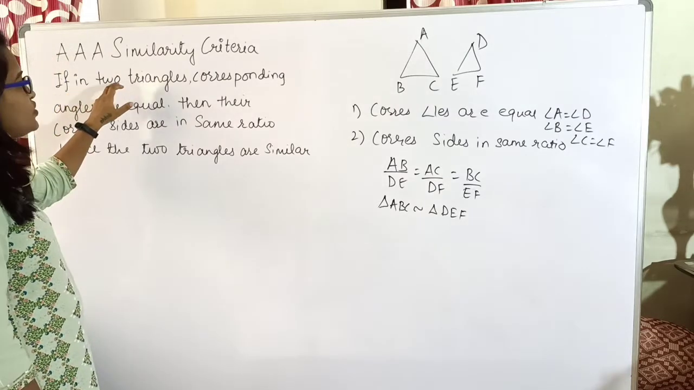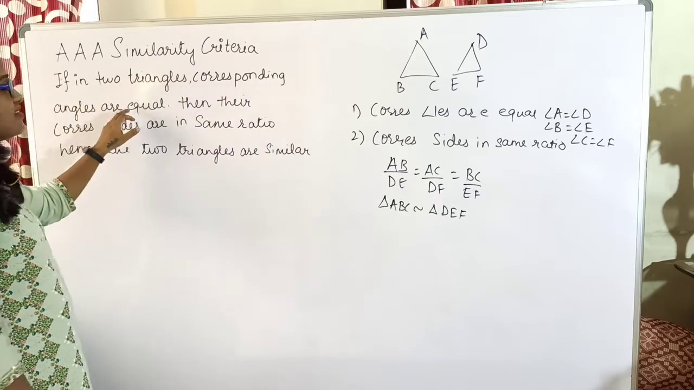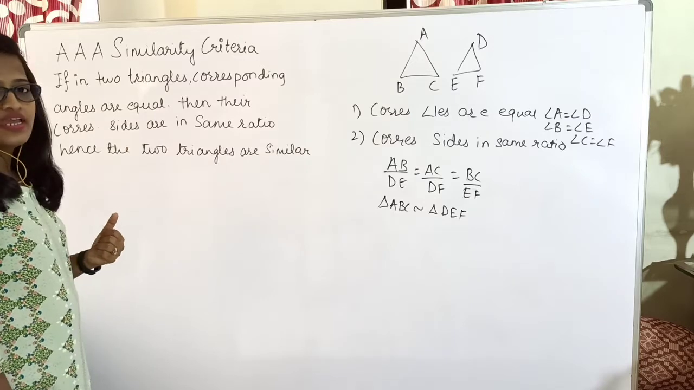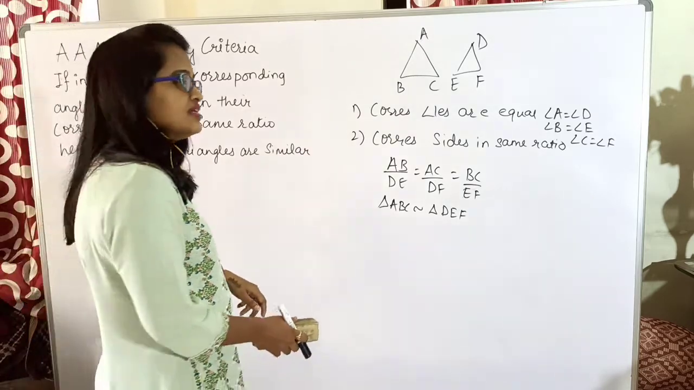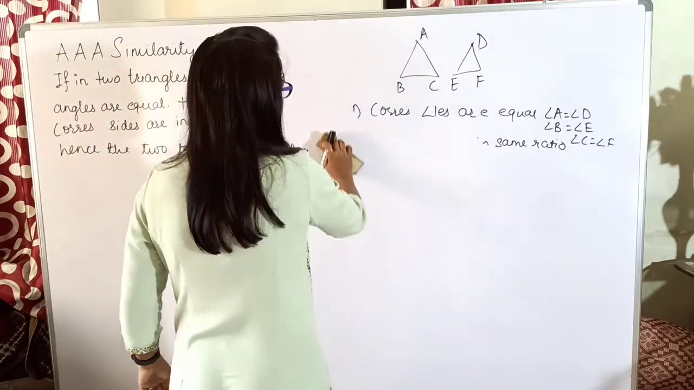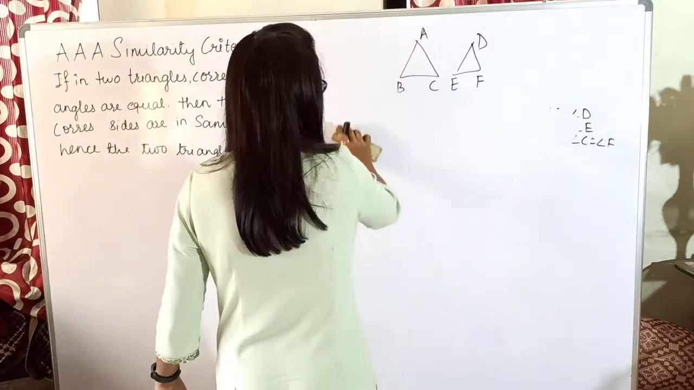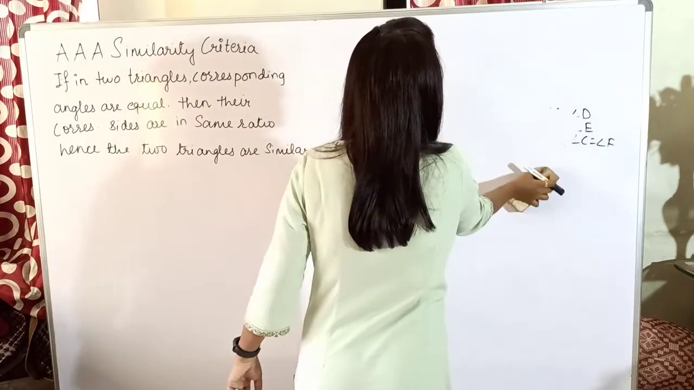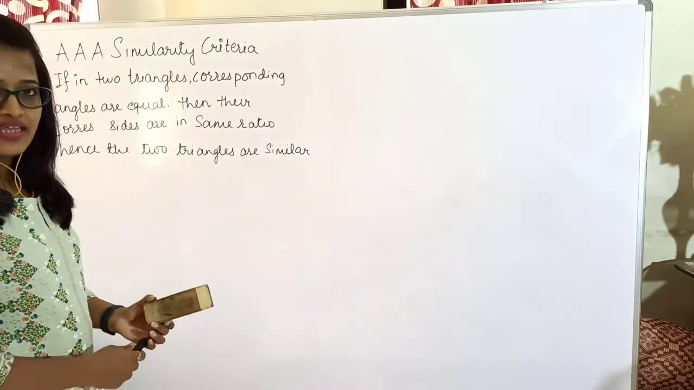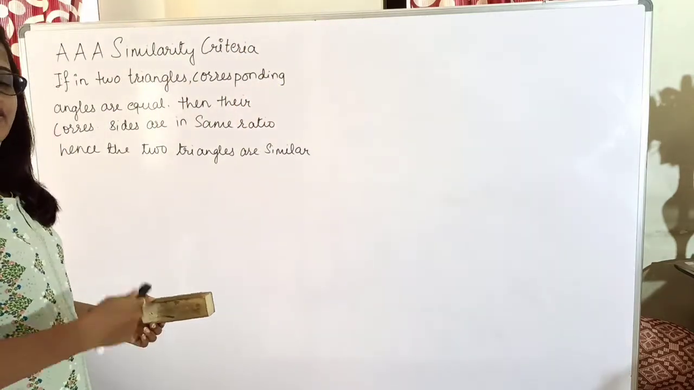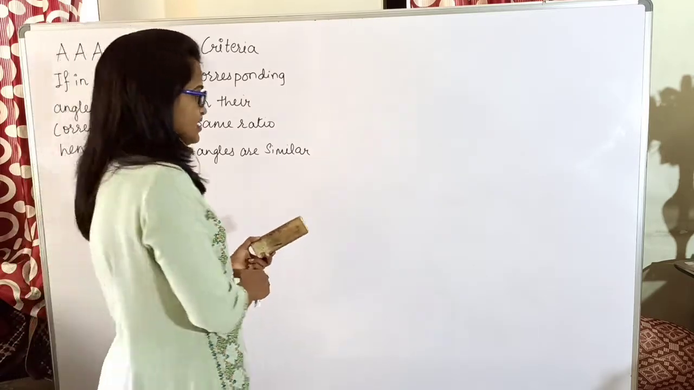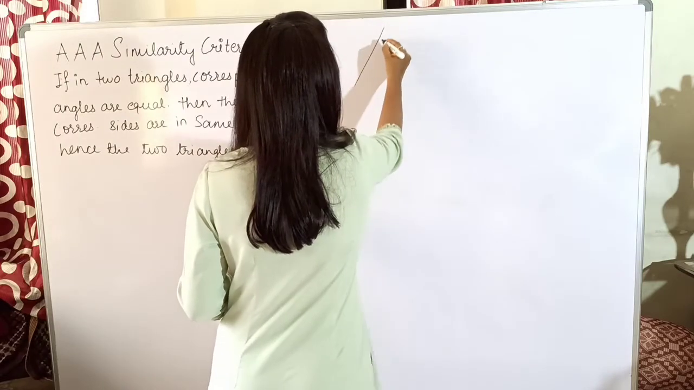What does it say? It says if in two triangles corresponding angles are equal, then their corresponding sides are in the same ratio, and hence the two triangles are similar. By the name itself you can say, if in two triangles the three corresponding angles are equal to one another, then their sides are already in the same ratio, and hence the two triangles will be similar.